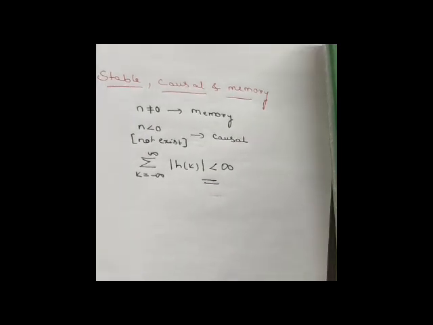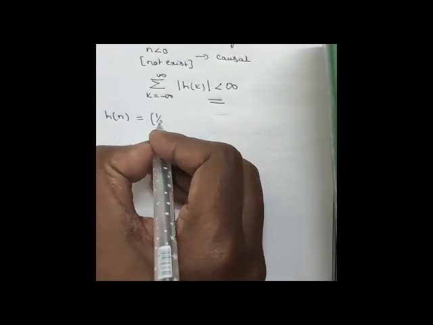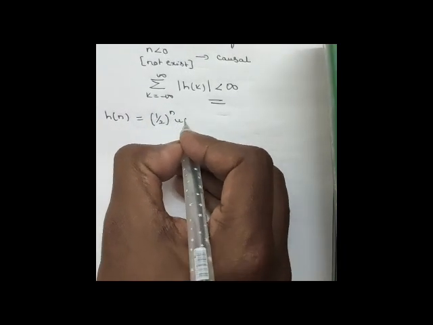So first I'm going to explain one example based on this, that is h of n is equal to (1/2) to the power of n into u of n. Find whether it is stable, causal, or memory. First I am going to explain the stability condition.